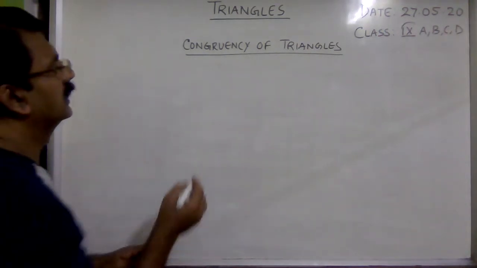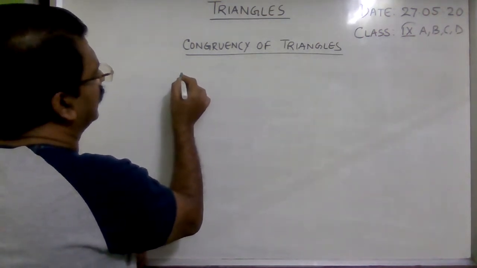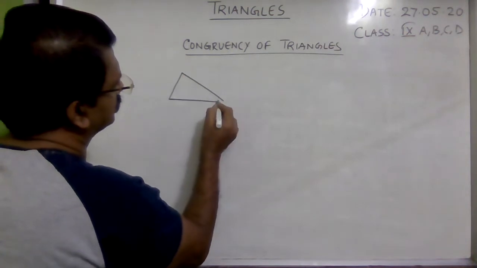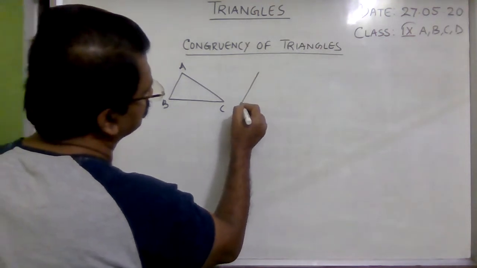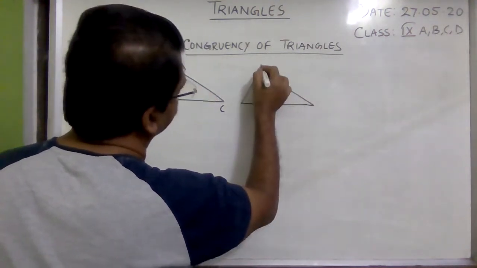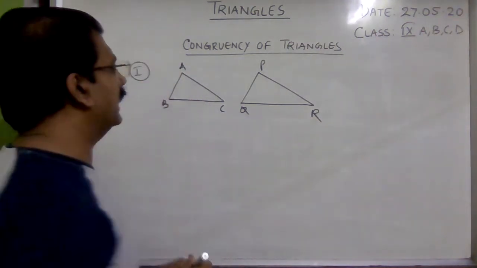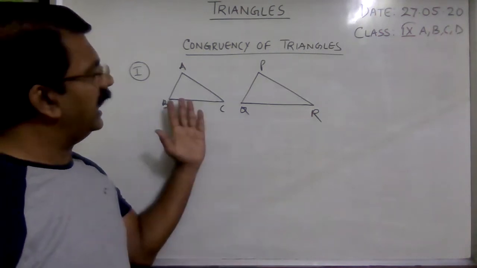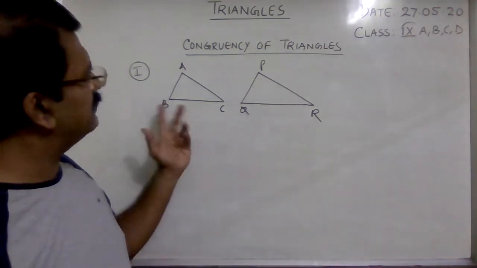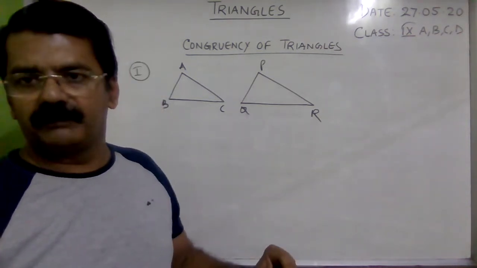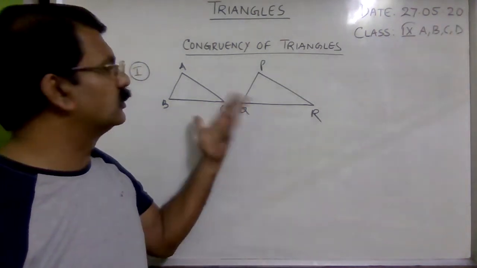Suppose there are two triangles ABC and PQR. There are two triangles ABC and PQR, and it seems that they are congruent. It seems that they are identical, but we have to see what are the factors given in these two triangles.